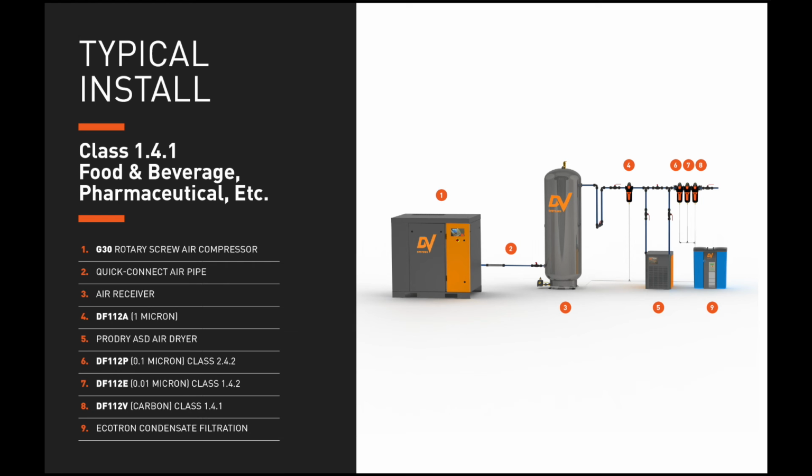The first filter you see there is a 1 micron filter before the dryer, and then we have our ASD dryer, and then there's a set of filters starting with the 0.1 micron and then the 0.01 micron. And finally, we have the carbon filter, which removes oil vapor and odors. And then lastly is the Ecotron condensate filtration.